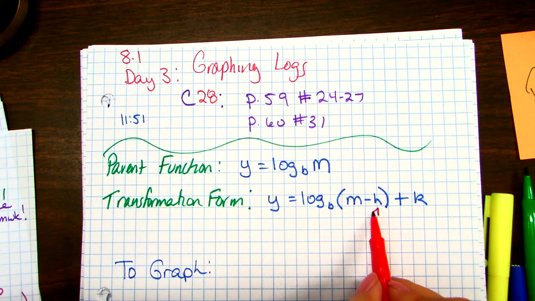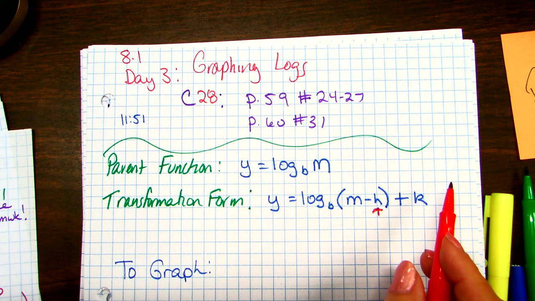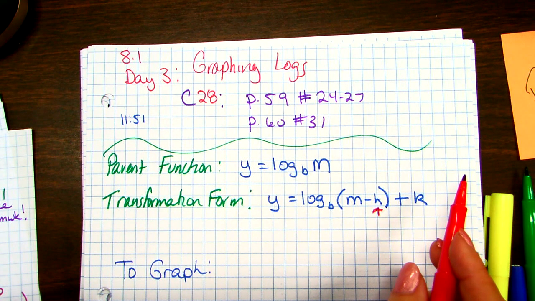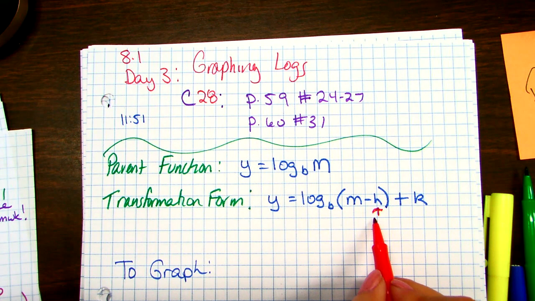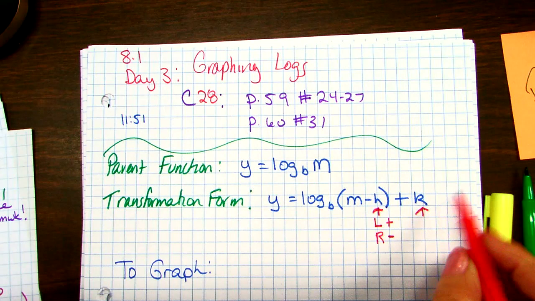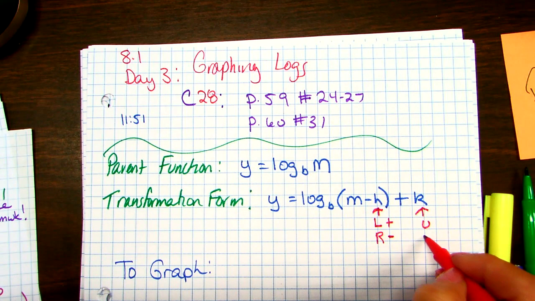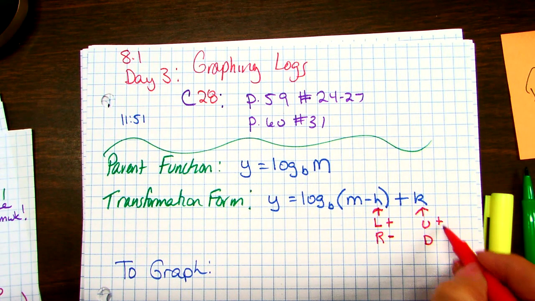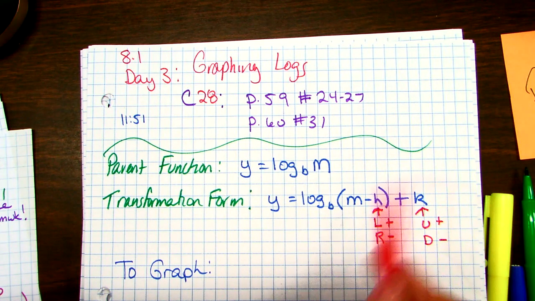What direction does h move us in? You guys remember? What? Left and right, exactly. Marcus, left and right. Left and right. I think H for horizontal. And left is when we are positive and right is when we're negative. Remember, it's opposite of what you normally think. And K, I guess you guys have figured it out, will move us up or down. Up is positive, down is negative. You have to know that.